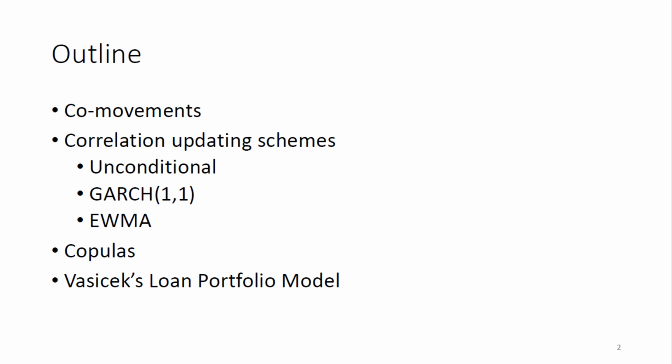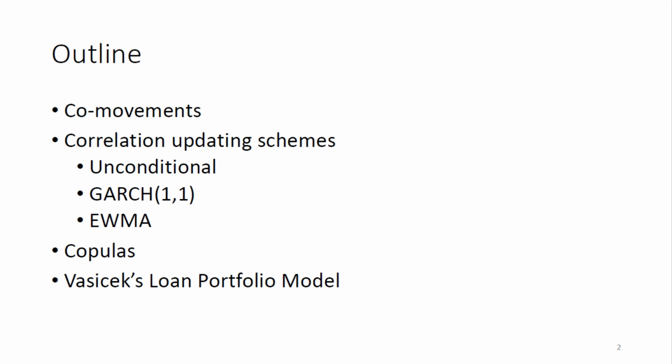So we will talk about different ways of modeling co-movement: covariance matrices, correlation matrices, copulas. What they all have in common is that they are simple ways to summarize the way that different random variables move together. And I will look at a couple of schemes in which correlations or covariances could change over time.